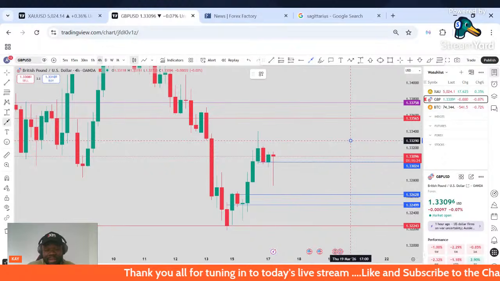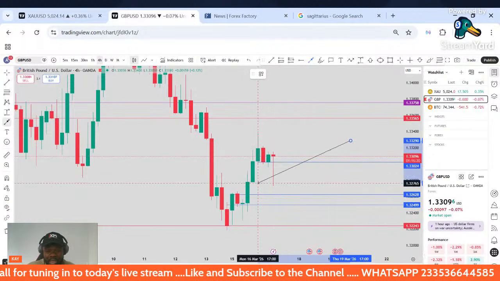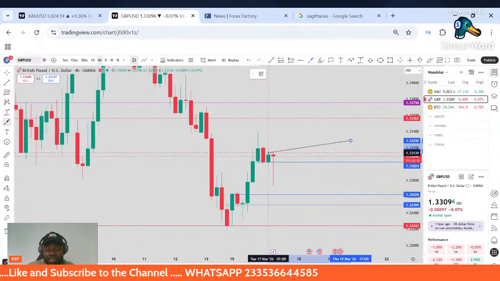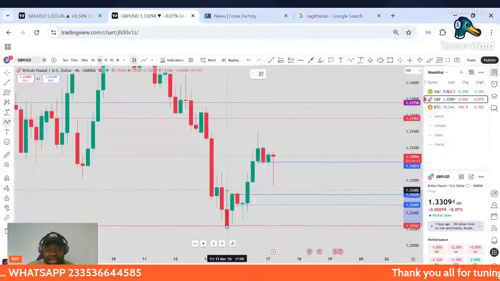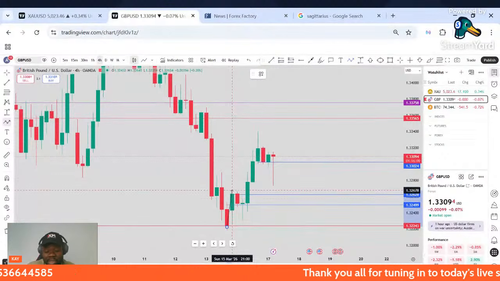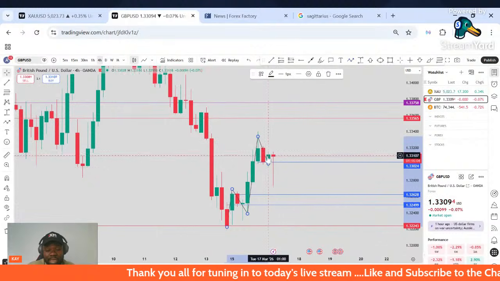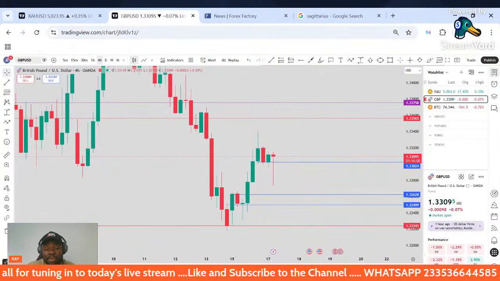So you see, everything was taken from here, the H4 time frame. You need to check how the previous candle closed. Was it bullish or bearish? How is the pattern? The higher highs and the higher lows, I know you people understand this. And how the candle is closing. This is what is going to help you to be able to make a decision.